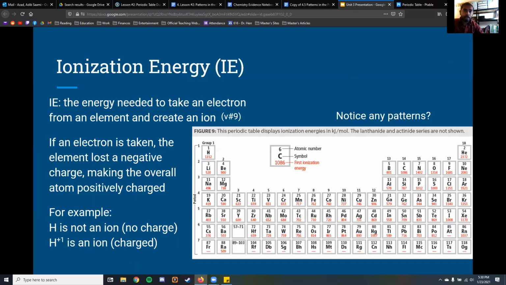Something I want to point out about ions, by the way, is how they're written out. And I'll talk about this multiple times. Let's take hydrogen.